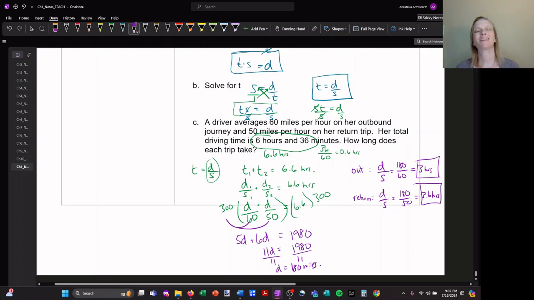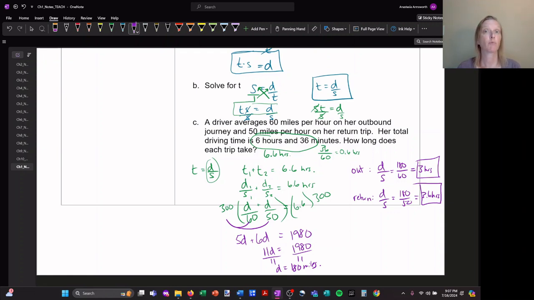So it is helpful to be able to take a formula or other literal equation and rewrite it to solve for a particular variable for use in problem solving. I hope this helped.